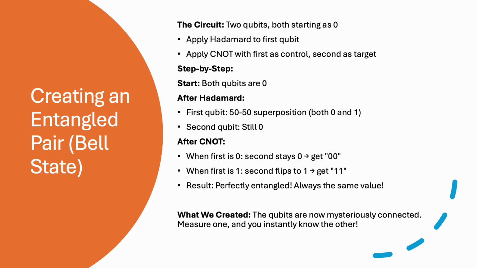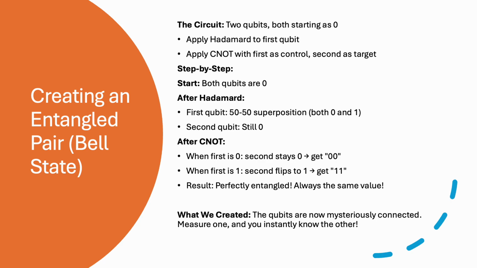Now comes the crucial step. We apply a CNOT gate with the first qubit as control and the second as target. Remember the rules. If the control is 0, do nothing to the target. If the control is 1, flip the target. In our superposition, half of the time the first qubit is 0, so the second stays 0, giving us |00⟩. And half of the time the first qubit is 1, so the second flips to 1, giving us |11⟩.